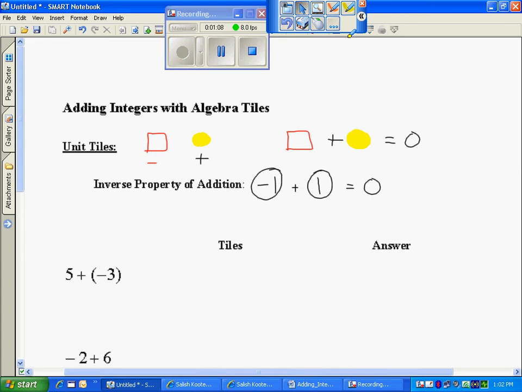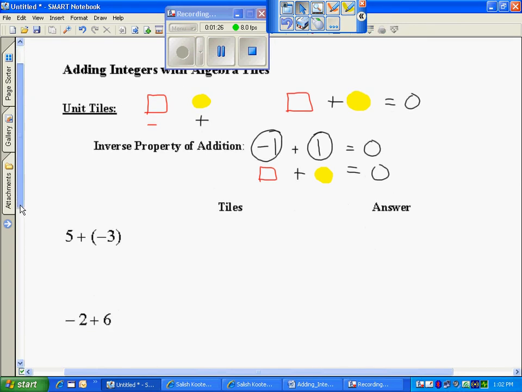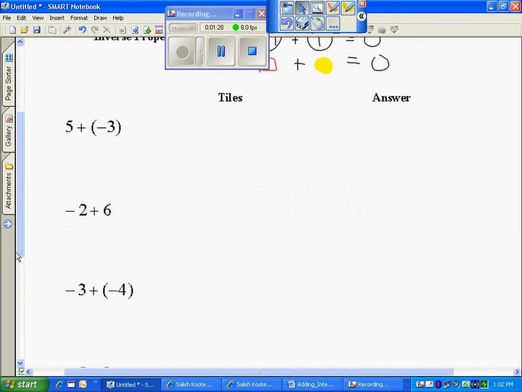If I had to show a diagram of that, you would have a red tile added to a yellow tile, and the two of those would cancel each other out. Every red will cancel one yellow, and the result would be 0. Again, it's called the opposite. Adding is the opposite of subtracting. Positives are opposites of negatives. So what we're going to do in this activity is represent adding integers with tiles.